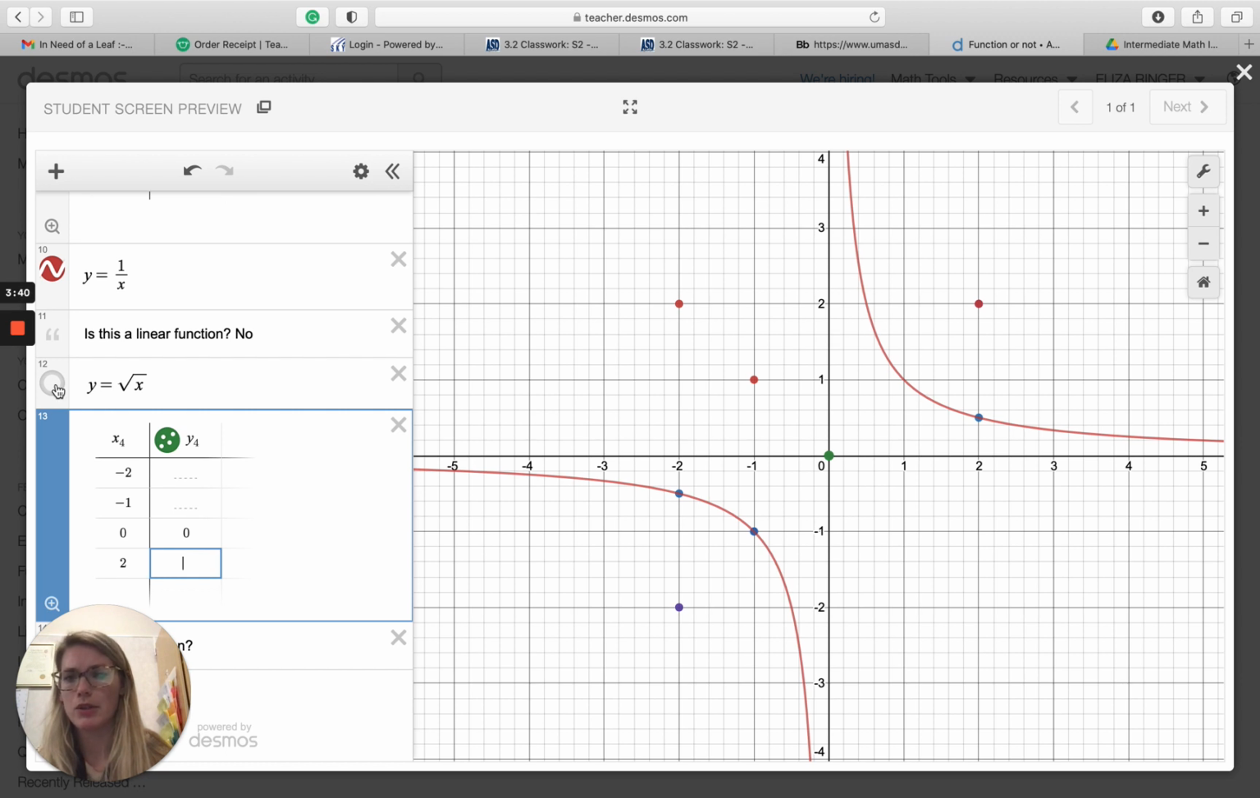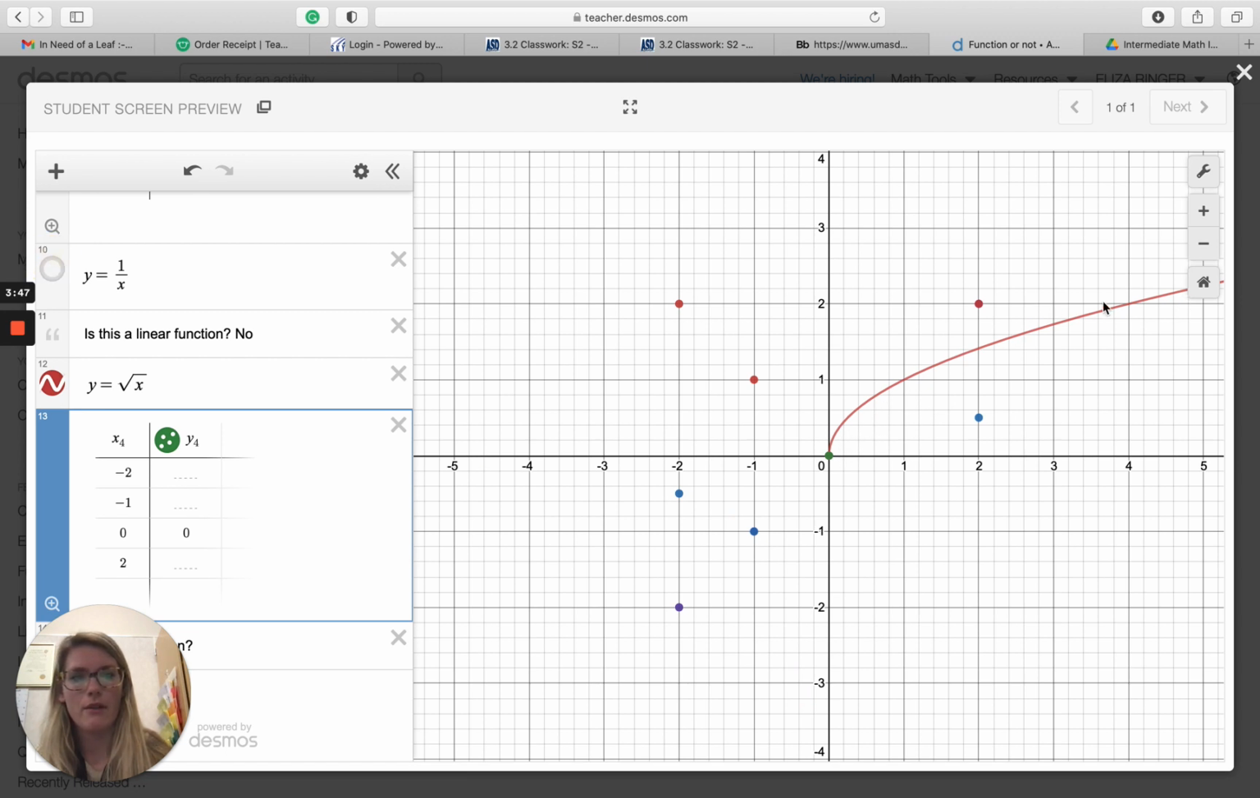And I will show you, these ones are also tricky to see because we only have 2 points. So it is this red line right here, going off to the side. It is not straight. It's slowing down and slowing down, so it is not a linear function.